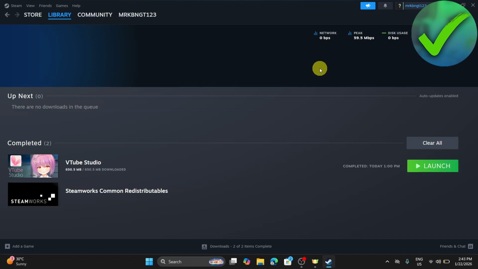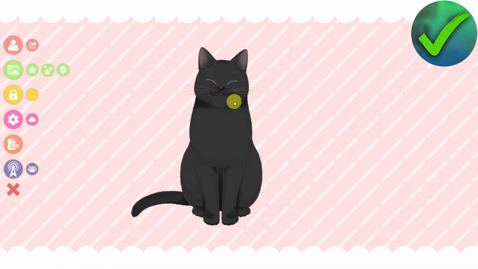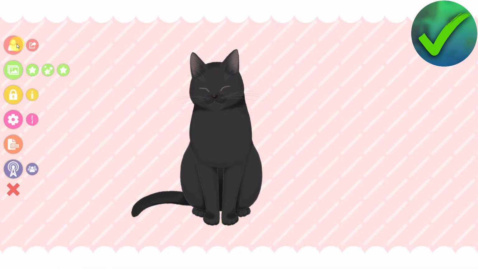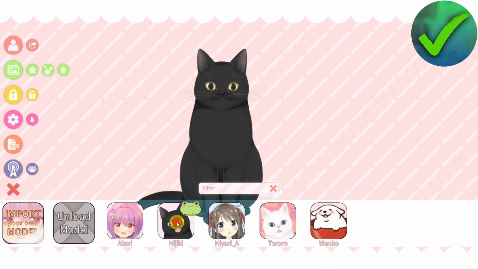So the first thing that we need to do right here is to, of course, open our VTube Studio right here. So I'm going to launch this. And then after that, once you are now here, what we are going to do is to just choose our VTuber right here. So I'm going to choose my model. So this is the model that we're going to use.